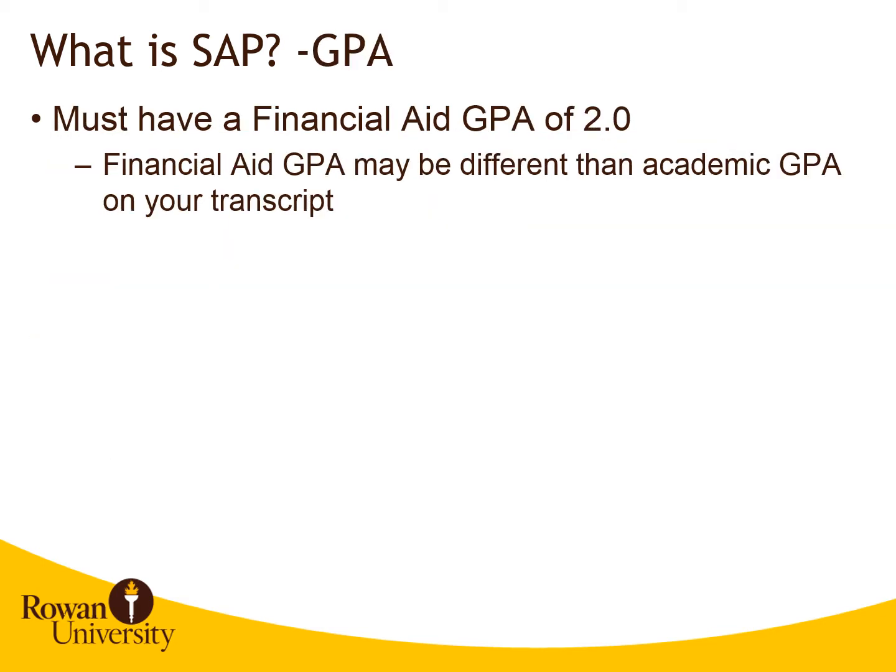The one SAP requirement that affects most students is the GPA requirement. Undergraduate students must have a financial aid GPA of at least a 2.0. The financial aid GPA is oftentimes different than the academic GPA that you see on your transcript. Many times, students write in or call us and ask why they're being contacted about their GPA, if their record is showing that their transcript has a GPA above a 2.0. We'll delve into how we calculate the financial aid GPA on the next slide.